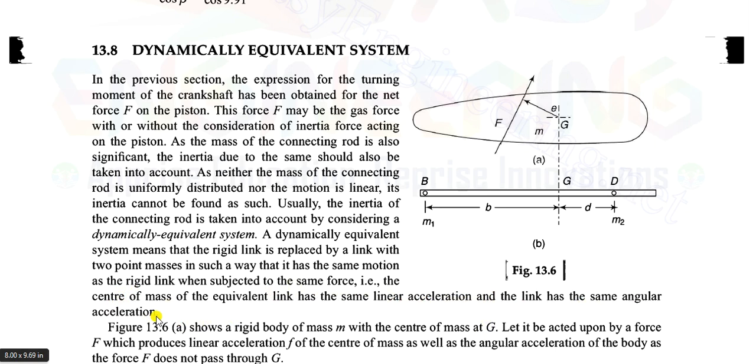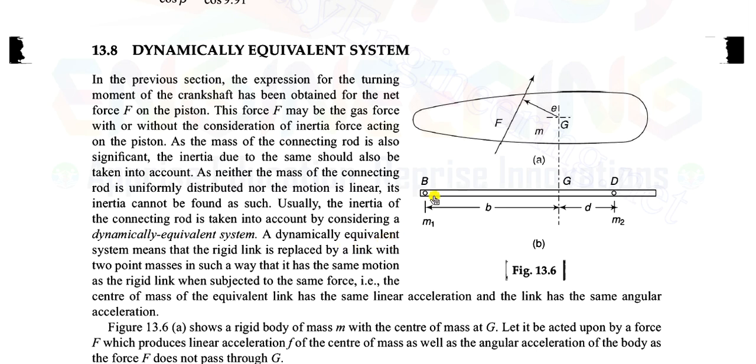As I already told, I will explain this analysis in regard of the connecting rod, because it is for the connecting rod only. The connecting rod is not only in linear motion or only in angular motion, it is a combination of both, which we call general motion. So it will have both linear acceleration and angular acceleration. So how is he defining a dynamically equivalent system?